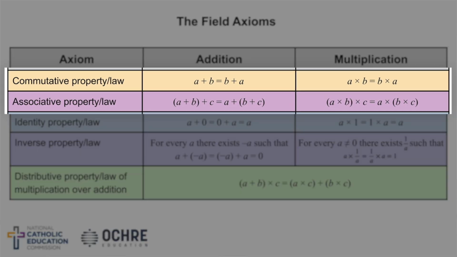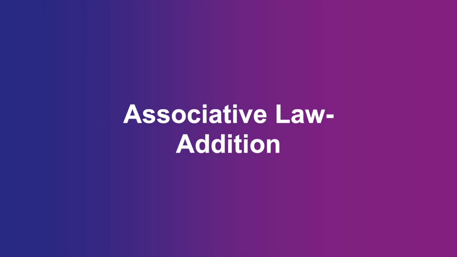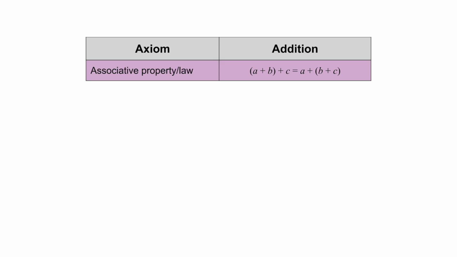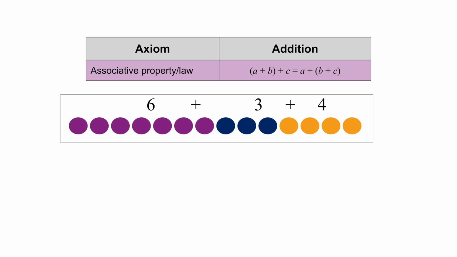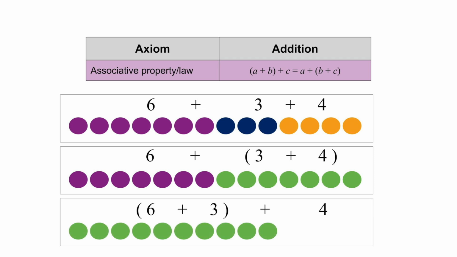The second pair of field axioms that we are going to explore in this video are the associative laws. The associative laws are about grouping. The associative law for addition tells us it doesn't matter pairwise how we add three numbers. If you add B and C and then add A, you'll get the same result as adding A and B and then adding C.